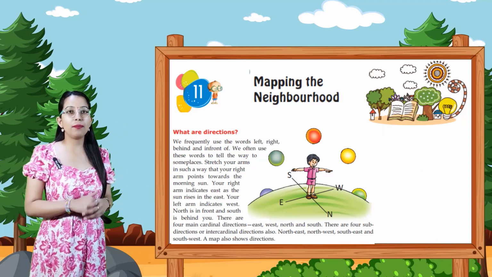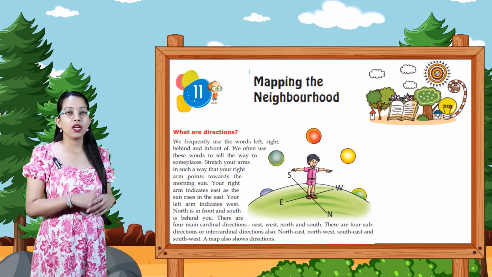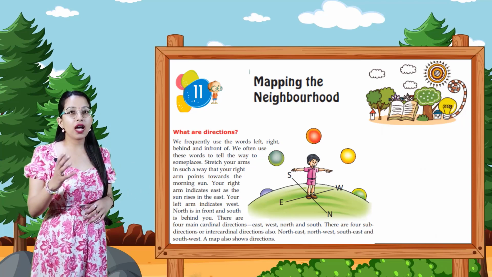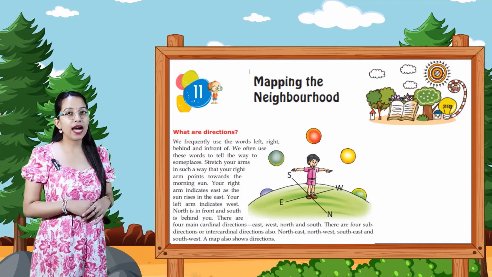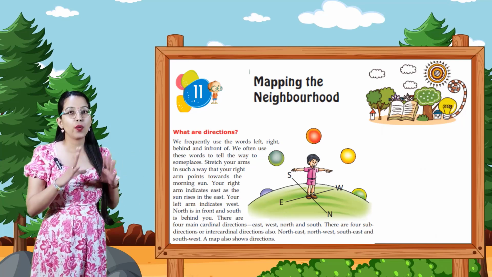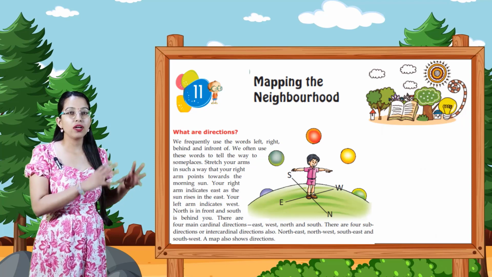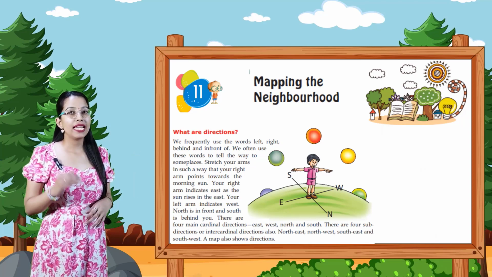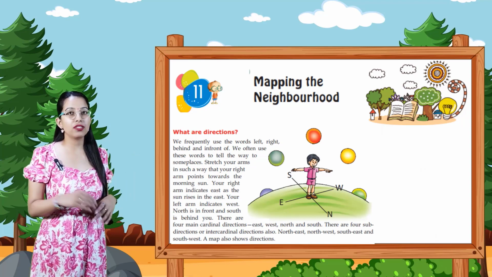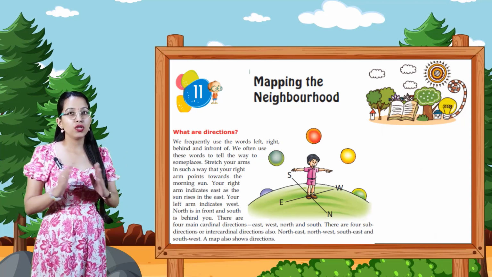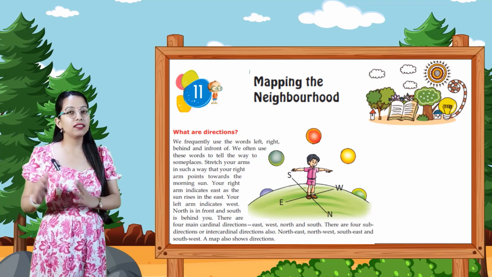Your left arm indicates west. North is in front and south is behind you. There are four main cardinal directions: east, west, north and south. There are four sub-directions or inter-cardinal directions also: northeast, northwest, southeast and southwest.